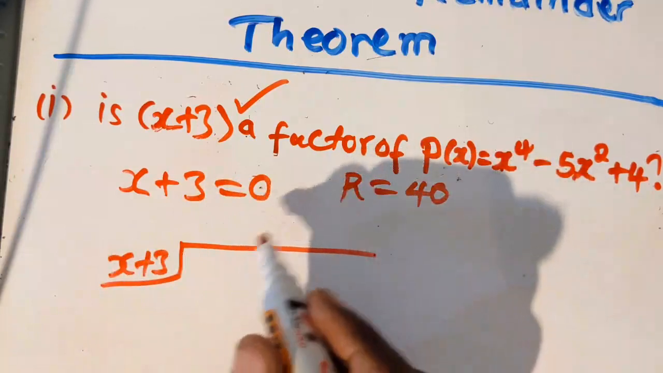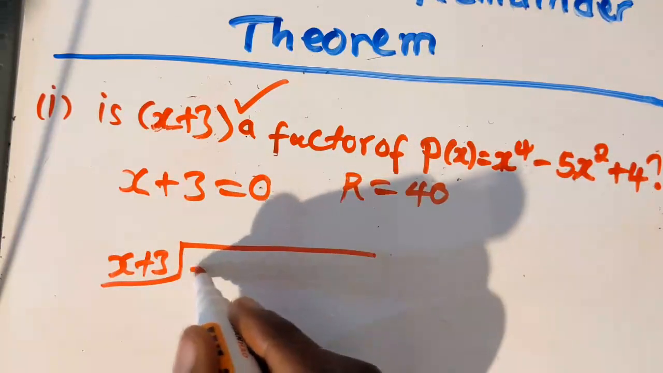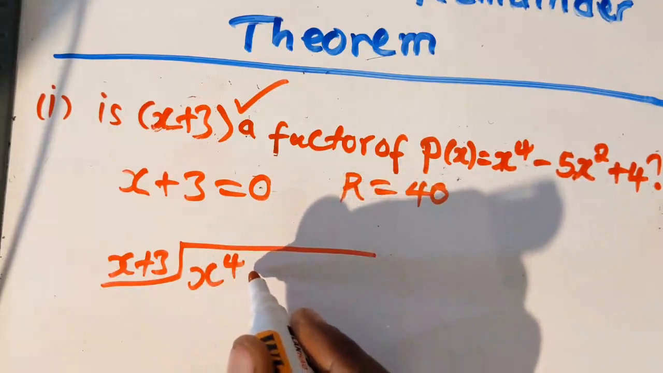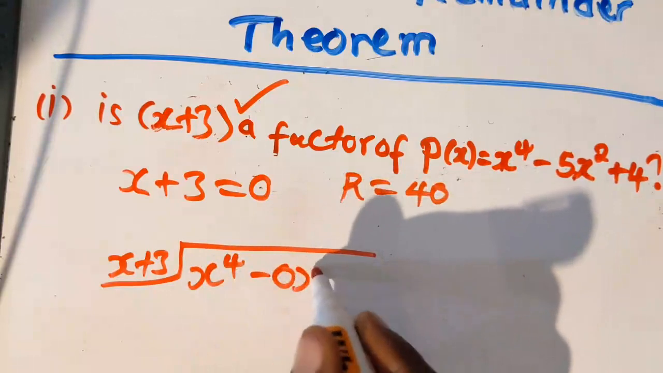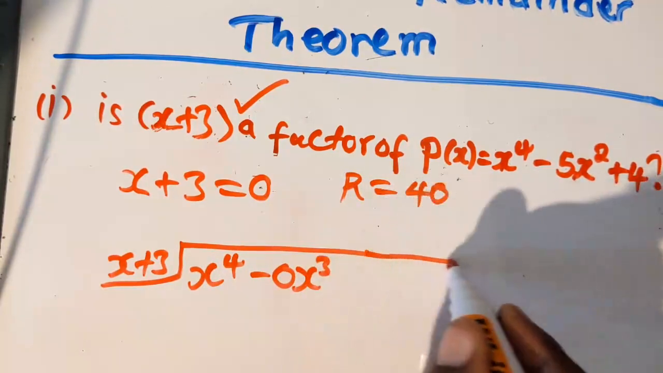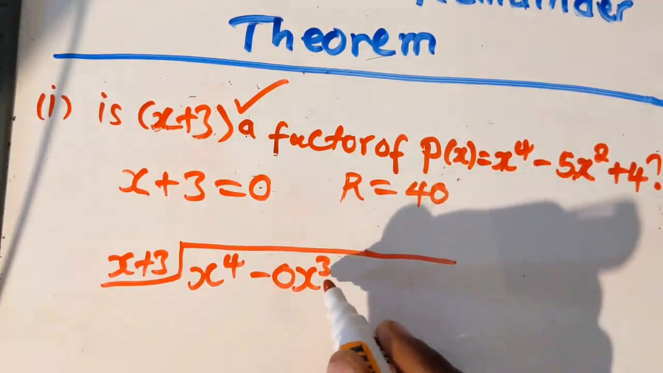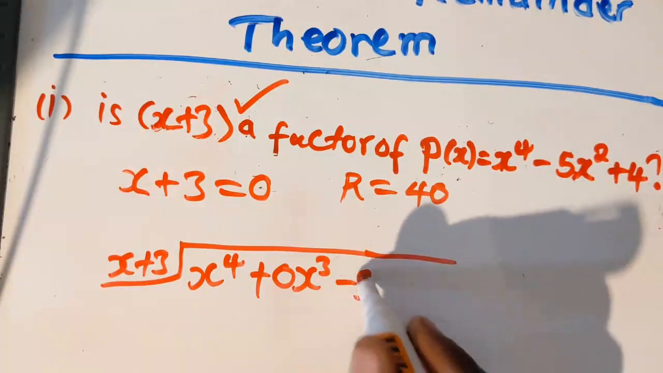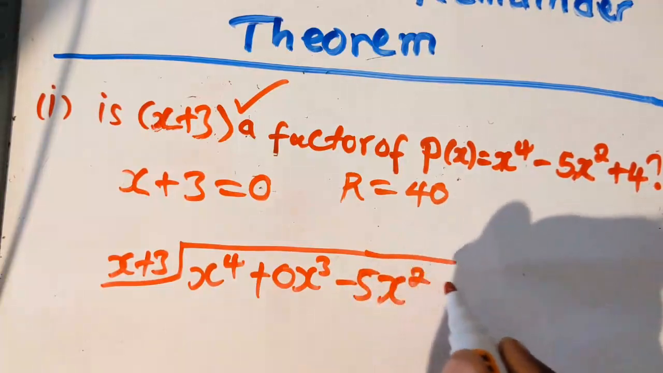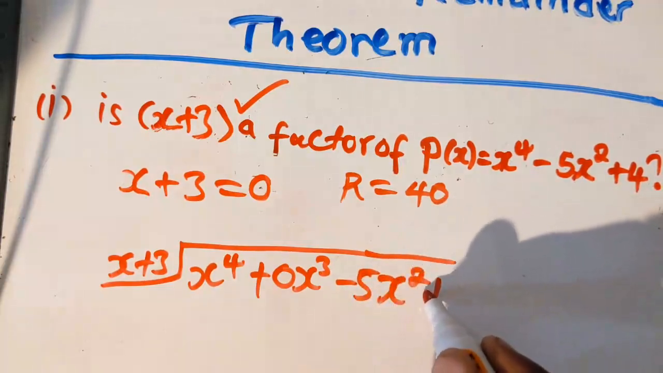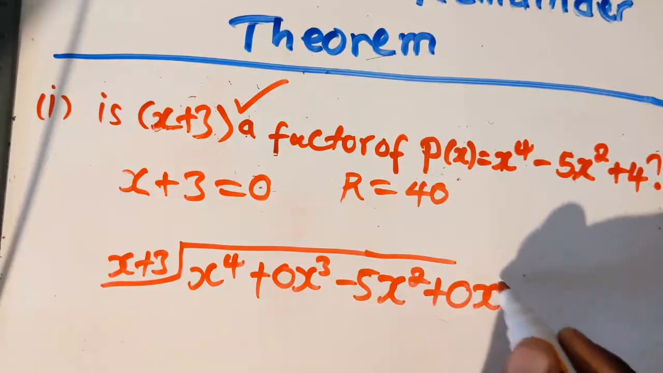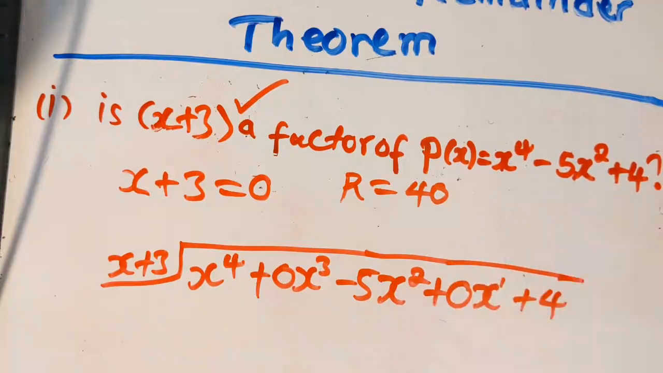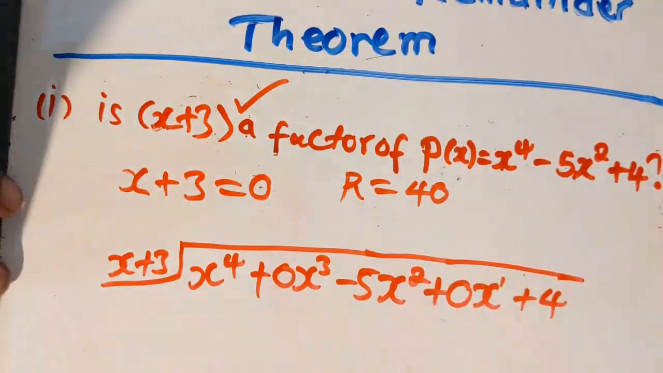Then we are going to say this polynomial is x to the power 4 minus 0 x to the power 3. Okay, then there is plus, right? Then negative 5 x to the power 2 plus 0x to the power 1 plus 4. Let's try to divide this polynomial.